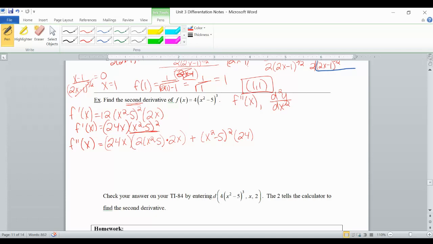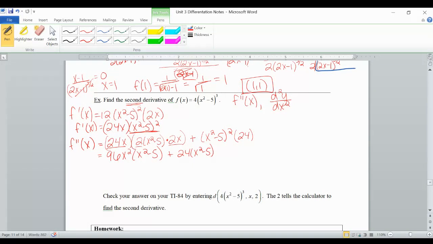So, not a super nice problem, but we'll get through it. All right, so we've got 24x, a 2, and a 2x. So I can multiply all three of those, which if you multiply those out, you get 96x squared. And then you still have that x squared minus 5, plus 24 times (x squared minus 5) squared.